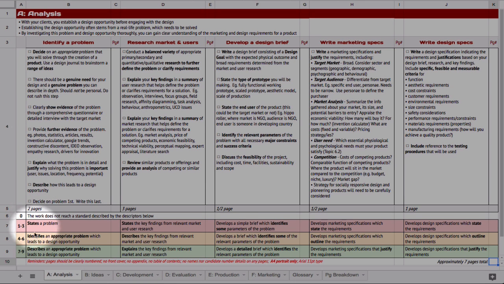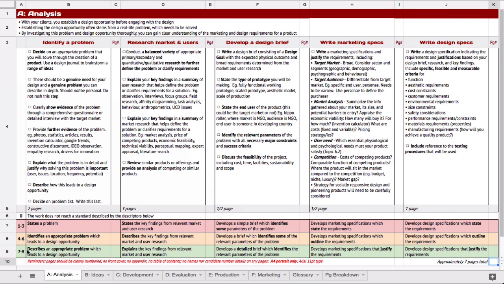Below that is the rubric. This is how we actually grade, how we actually mark and evaluate the IA that gets turned in to us when we're examining. So initially, you can see you get 1 to 3 marks for stating the problem, 4 to 6 marks for identifying an appropriate problem. Here's where that appropriate comes into play, which leads to a design opportunity, and 7 to 9 marks for describing an appropriate problem, which leads to a design opportunity.